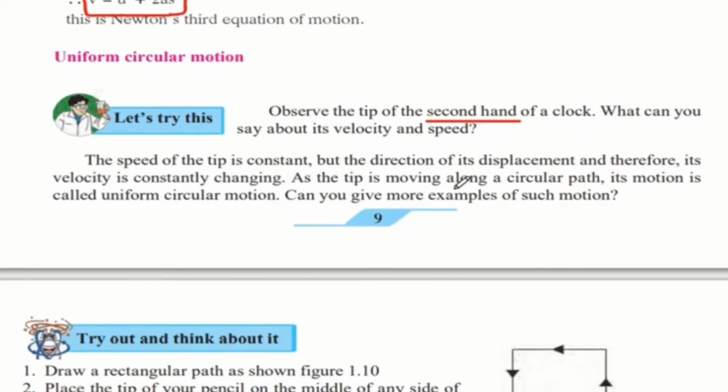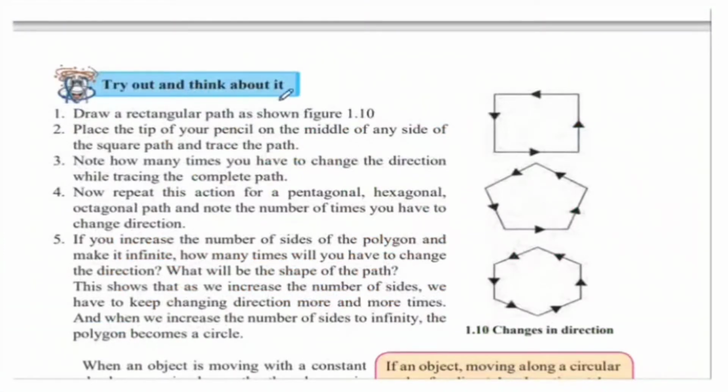As the tip is moving along a circular path, its motion is called uniform circular motion. It's called uniform circular motion because every second it travels equal amounts of distance. And since this motion is circular, that's why it's called uniform circular motion. Try out and think about it.